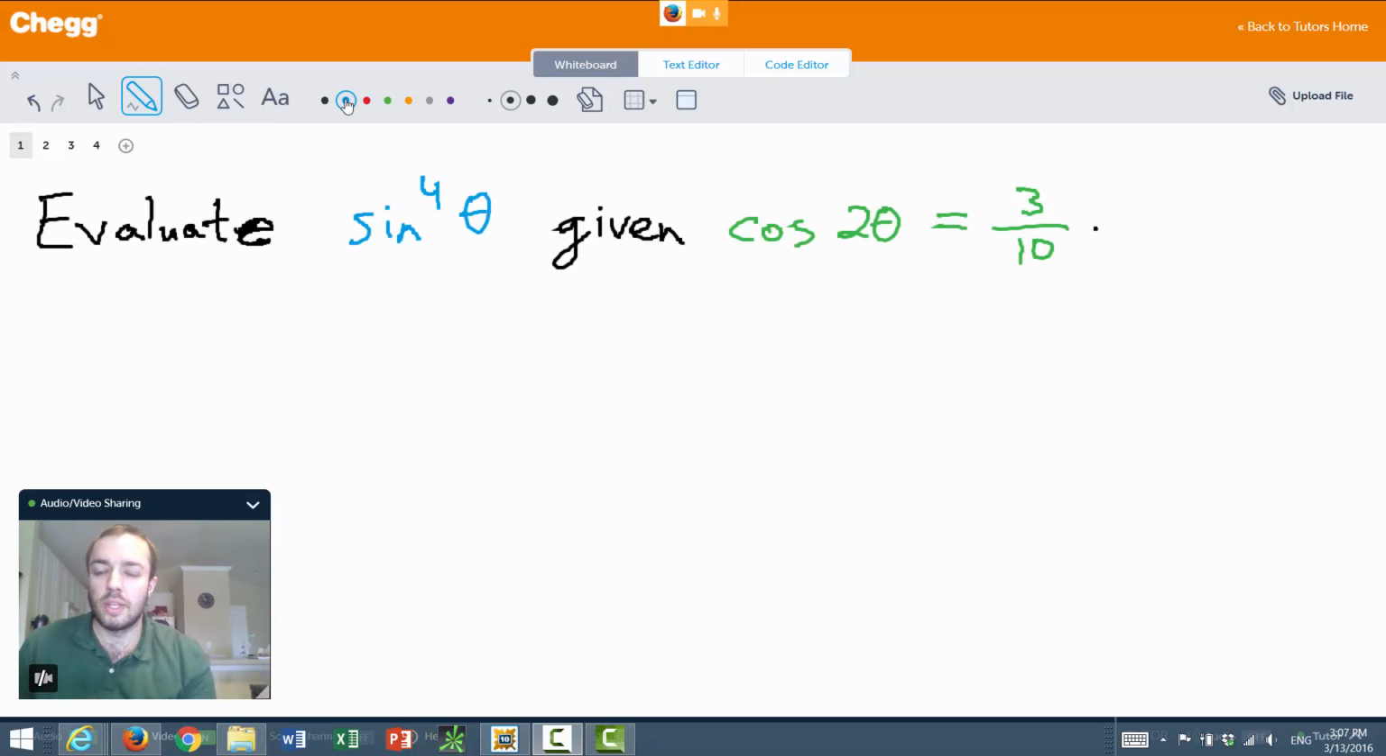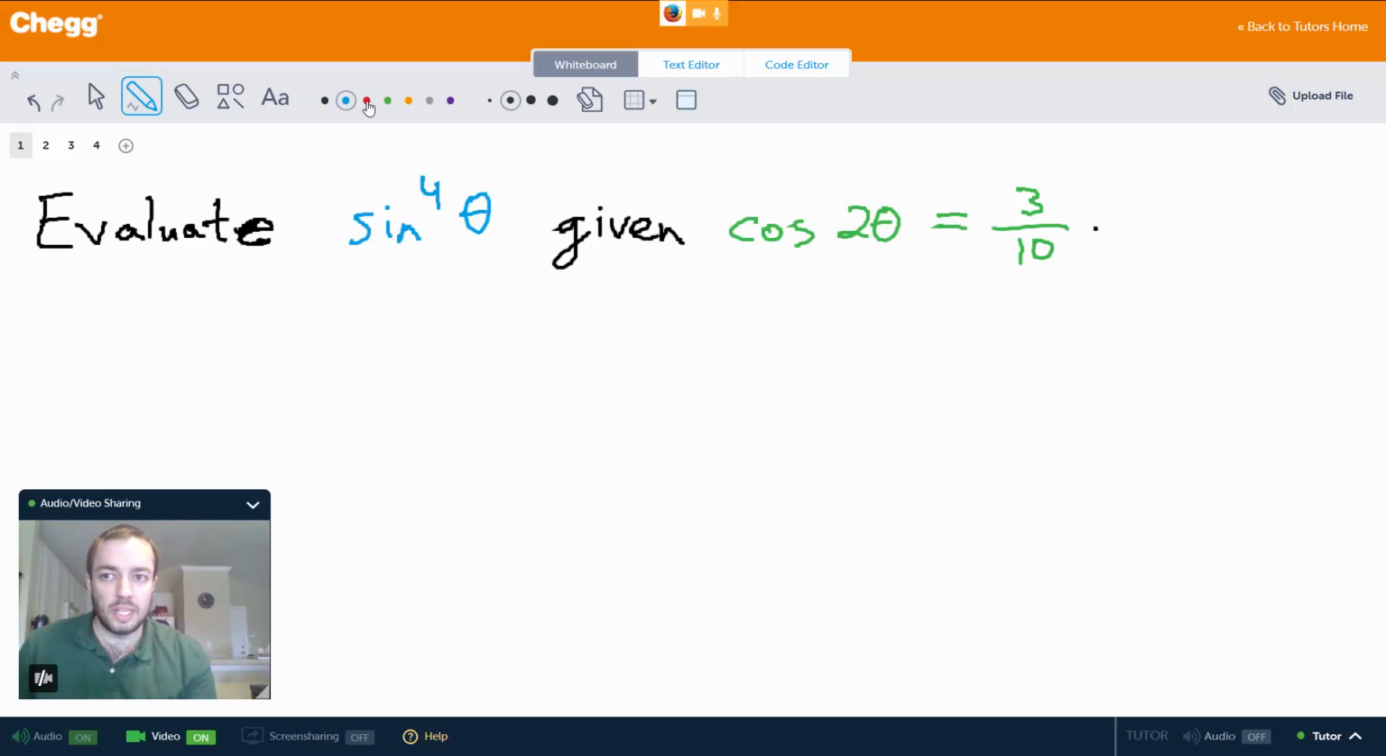There are a couple different formulas we could use. The one I want to use is sine squared of theta equals 1 minus cosine of 2 theta, all divided by 2.